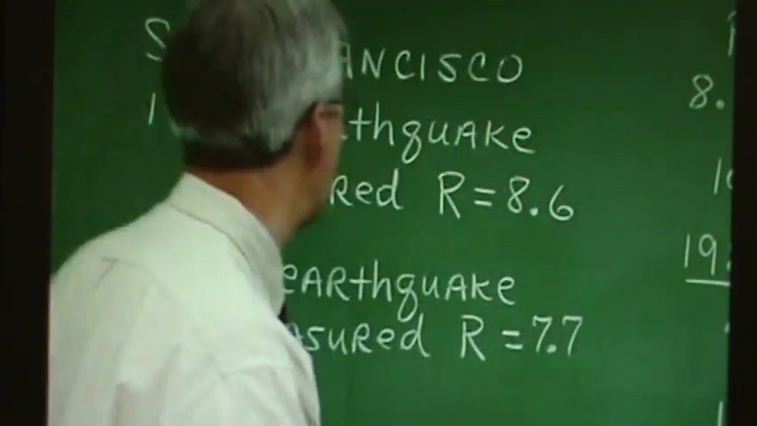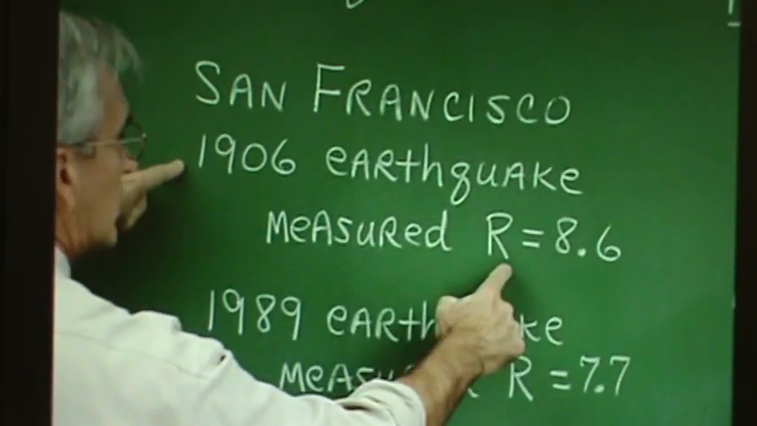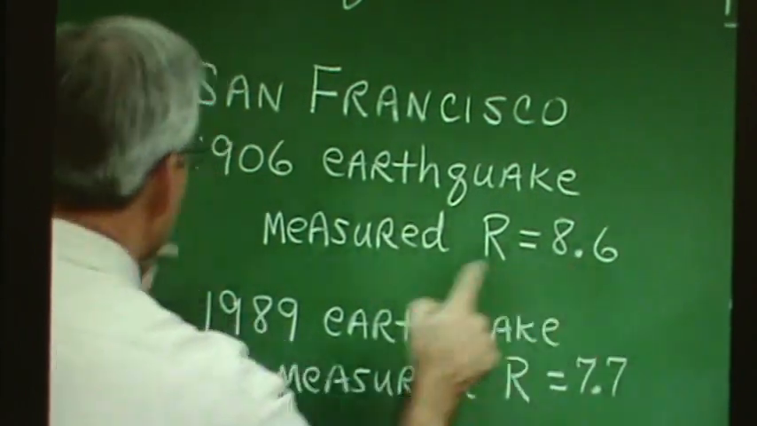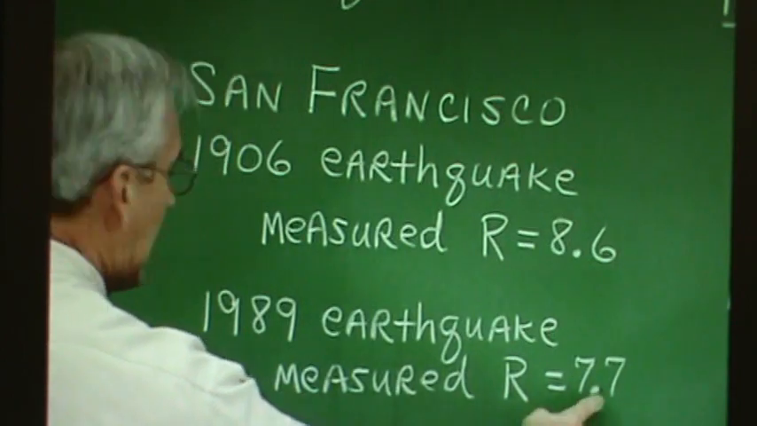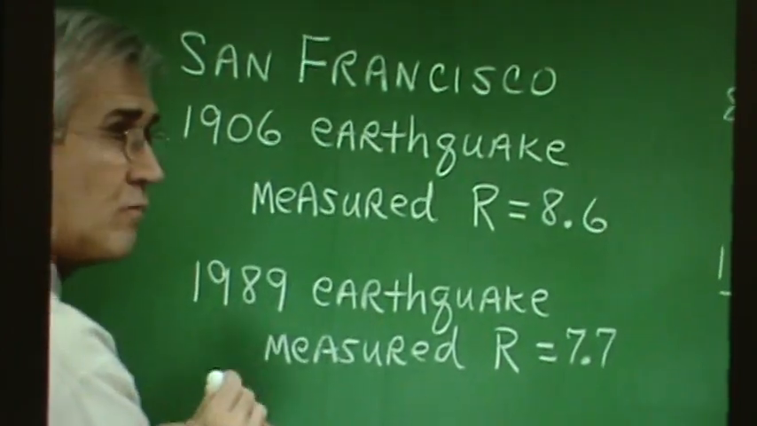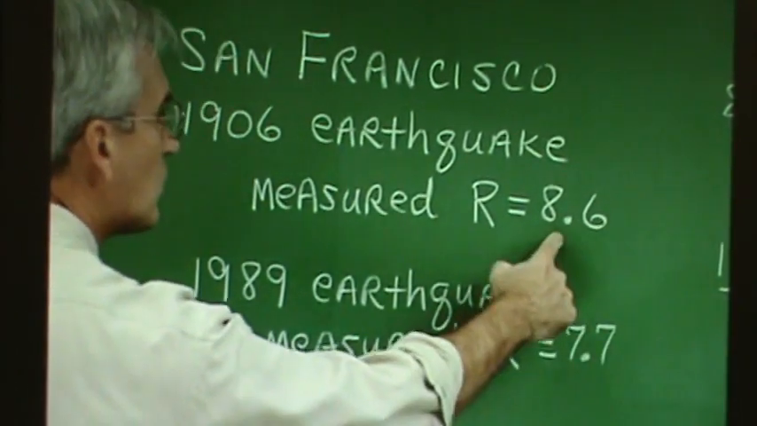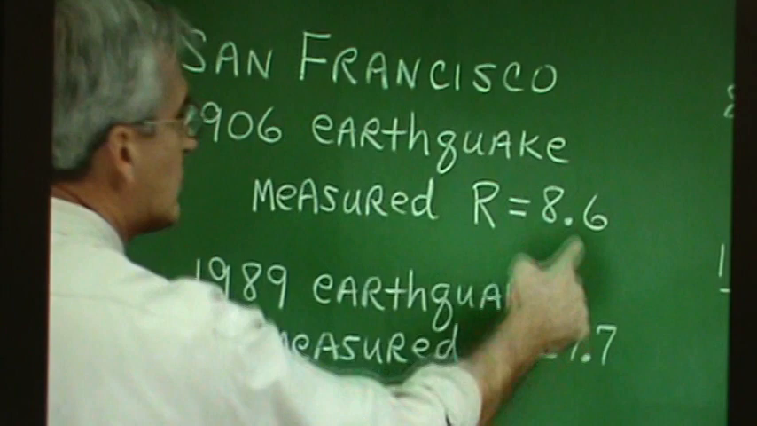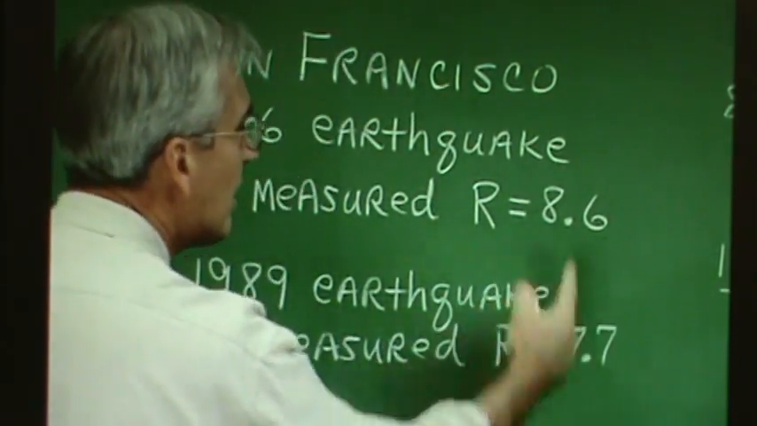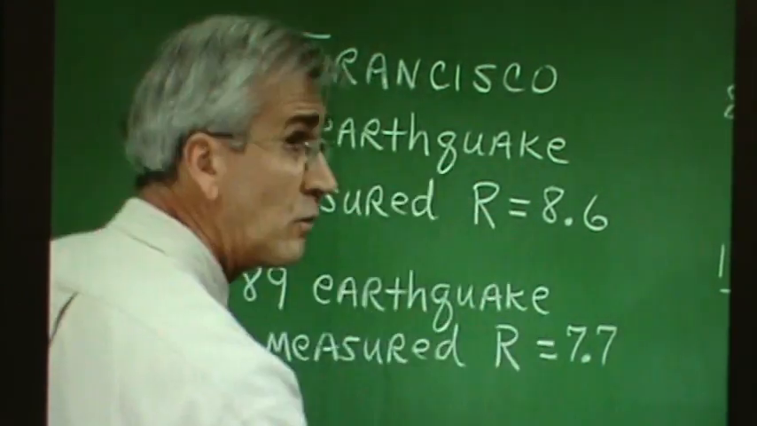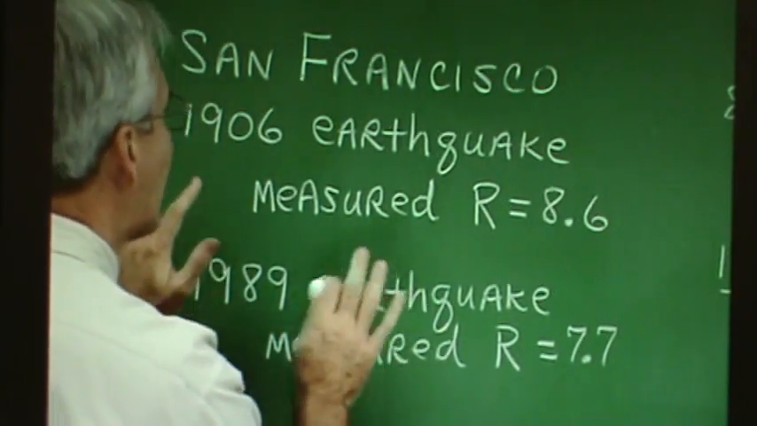All right, consider this problem. In San Francisco in 1906, there was an earthquake that measured a Richter number of 8.6. In 1989, there was another earthquake that measured 7.7. Now, the one in 1989, you may or may not recall, was a really powerful earthquake, and yet this one was 8.6. So 7.7 to 8.6. It seems like, well, gee, if this is just 8.6, that's 7.7. They're not too far apart. These earthquakes were probably just about the same size. Well, that's not really true. And let's evaluate the situation.